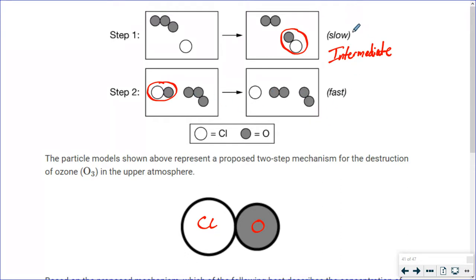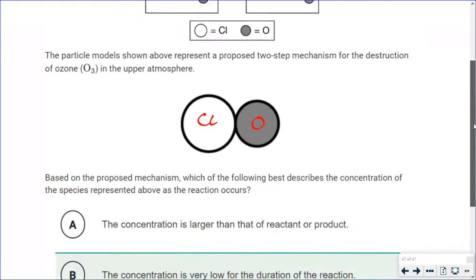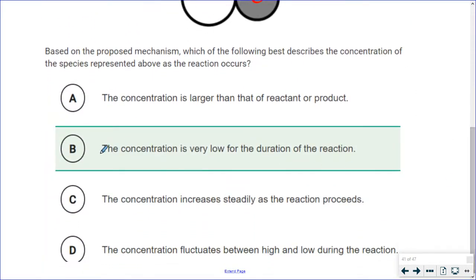And now let's look at our time here. Step 1's slow, so it's slowly producing this intermediate, and as soon as it gets produced, it goes to step 2, and step 2 is really fast. It gets consumed. So the concentration of this particle we would expect to be really low. If it's slowly being produced but quickly being consumed, the concentration should be relatively low. And that's B here. The concentration is very low for a duration of the reaction, and it would be consumed in that second step.